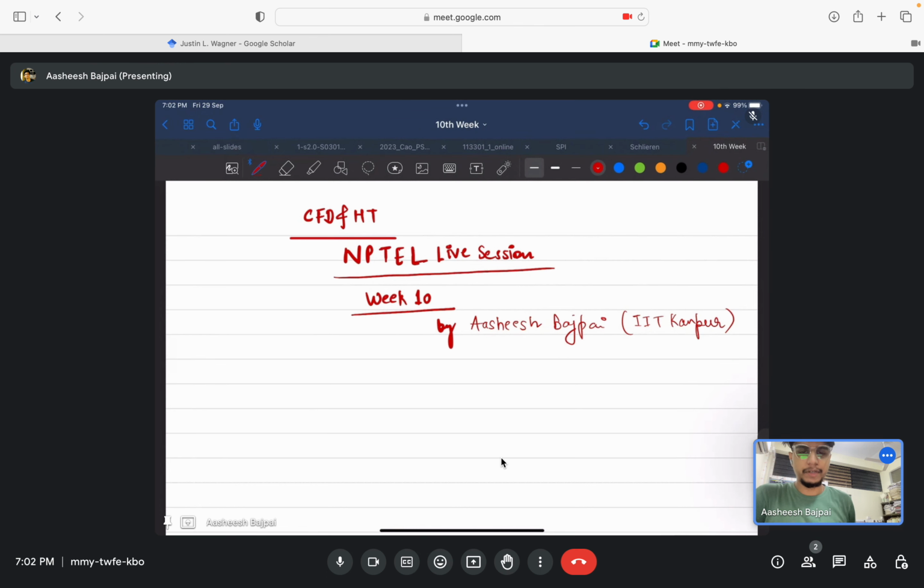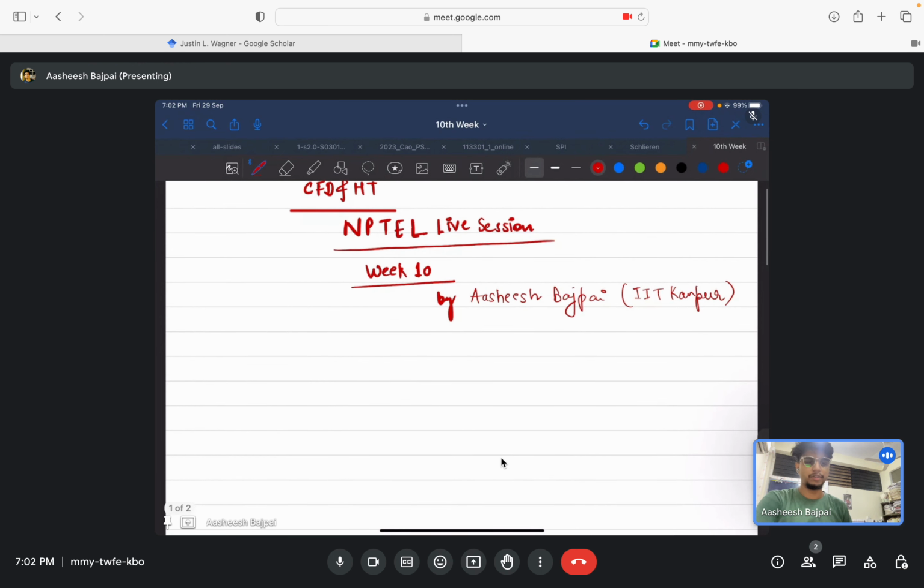I'm Ashish Bajpayee from IIT Kanpur, and this is the Week 10 NPTEL live session for computational fluid dynamics and heat transfer. Today I'm going to take up the MAC and SIMPLE algorithm, and the code for the previous lid-driven cavity with the artificial compressibility method. Later we will take the lid-driven cavity with the SIMPLE algorithm as well as the turbulence lecture, whatever people wanted to ask some questions about turbulence, so we will take that.